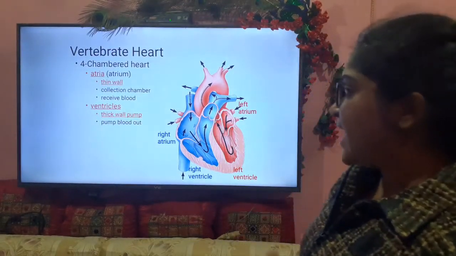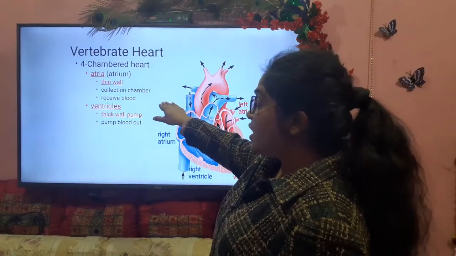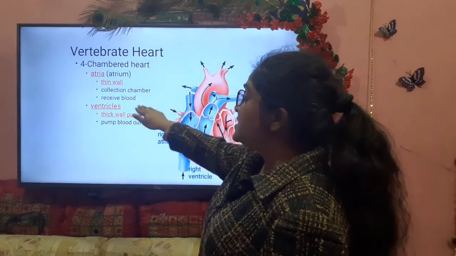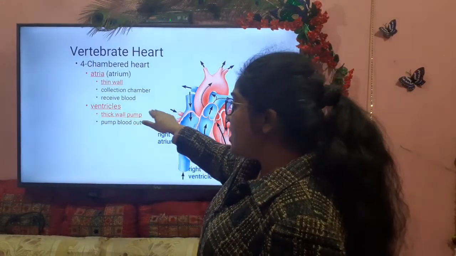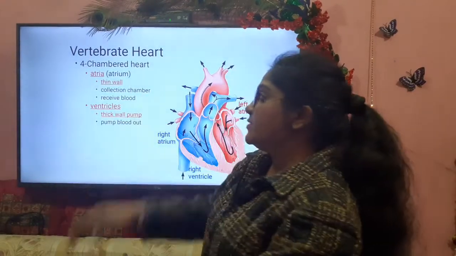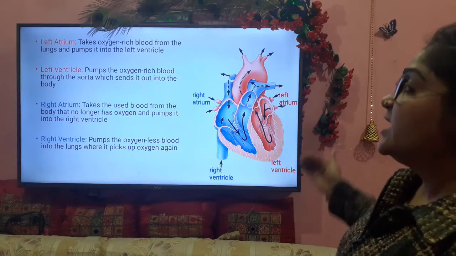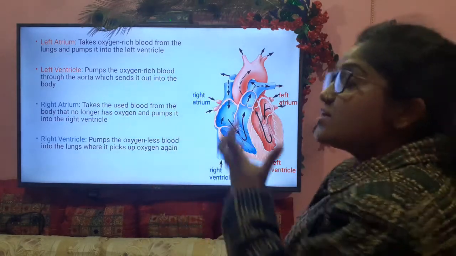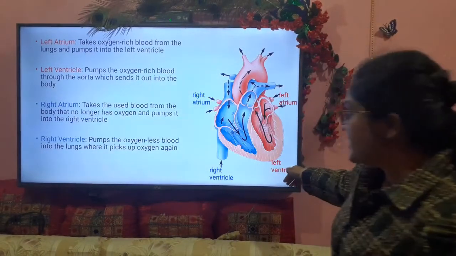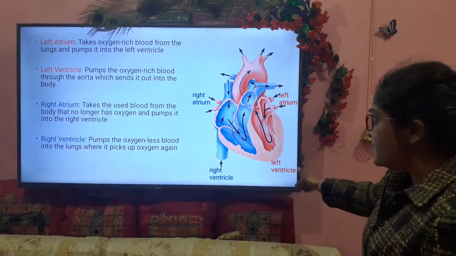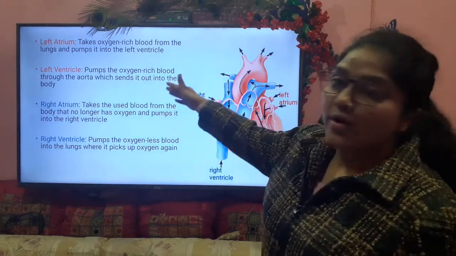Here we discuss some characteristics of atria and ventricles. The atrium has a thin wall, is a collection chamber and receives blood. The ventricle has a thick wall and pumps blood out. Now we discuss how our heart works. The left atrium takes oxygen-rich blood from the lungs and passes it to the left ventricle, which pumps the oxygen-rich blood through the aorta to the whole body.